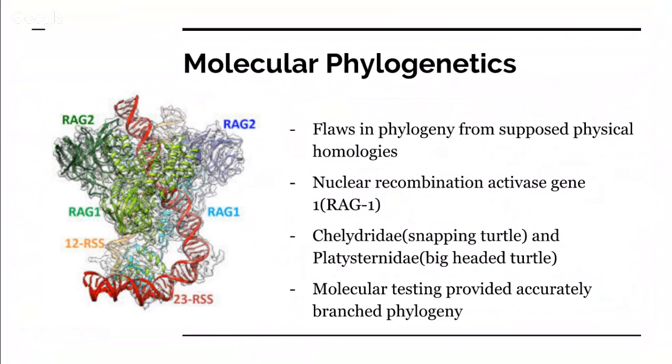Before we could find all of the fossils to make that phylogeny, we had to rely pretty regularly on molecular phylogenetics. A lot of the case studies and the tests that I was able to research involved the RAG1 gene, or the nuclear recombination activase gene, and the RAG1 is also involved with RAG2.